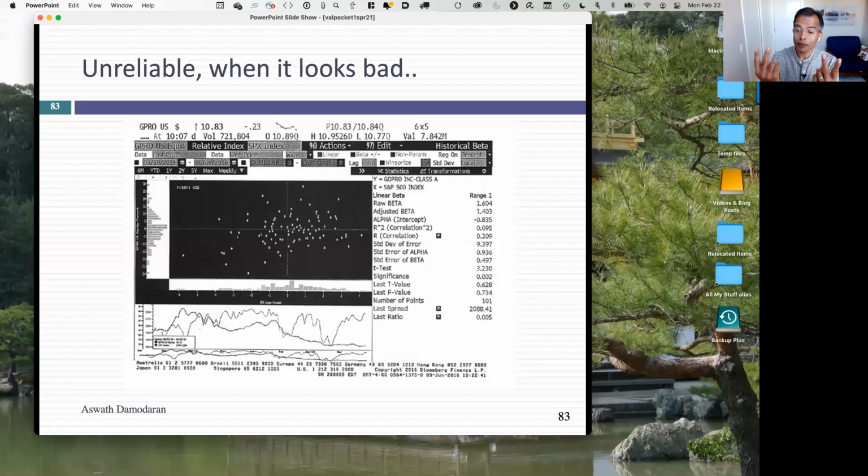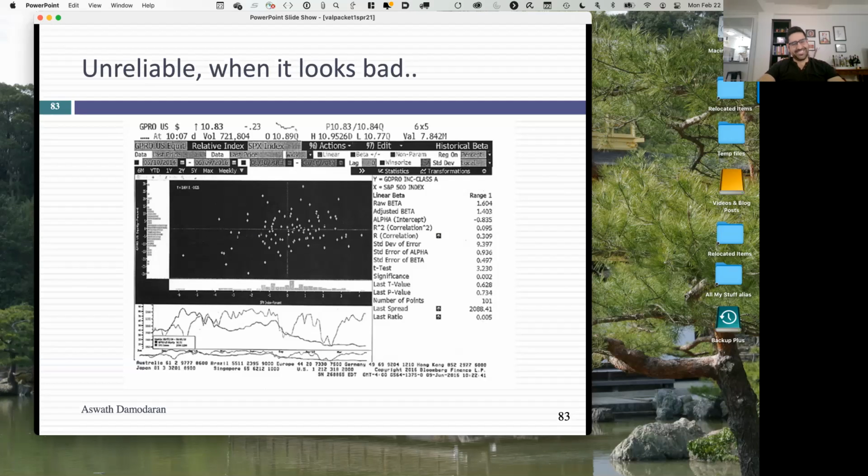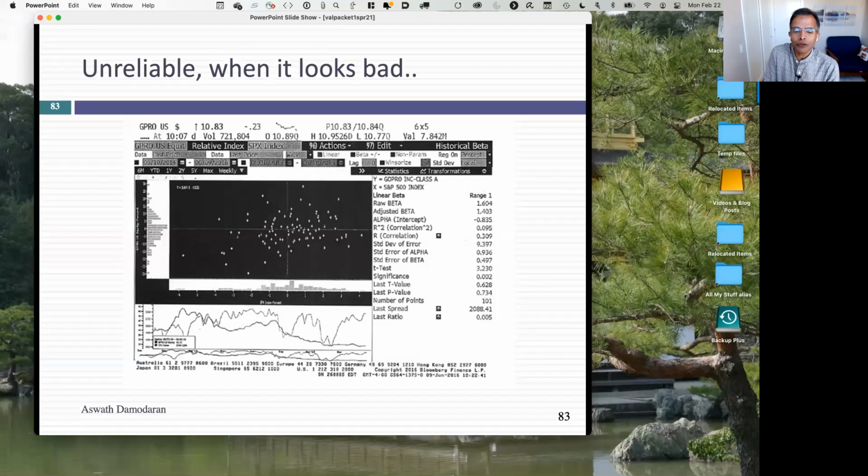Two standard errors. That basically is it. 95% is two standard errors, right? What's my standard error here? 0.5. 2 times 0.5 is 1. So my true beta for GoPro could be anywhere from 0.6 to 2.6. Not helpful, right? It's like I could have thrown a number at a dartboard and got a better beta. It's a terrible beta. If I use this beta to value GoPro, I'm asking for trouble.